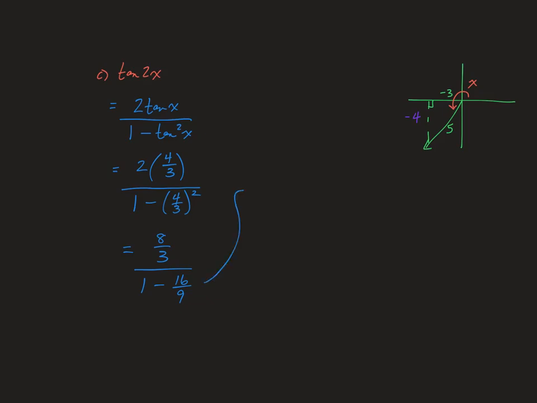Now that we have that, I need to simplify my denominator, which means let's get a common denominator. My 1 will be 9/9, so when I subtract them, I'm going to get negative 7/9. Now I'm dividing fractions, so I'm going to flip and multiply. So when I multiply by the reciprocal, I'm going to notice that my 3 will divide out as a common factor. And so I'm going to get an answer of 24/7, and I need to make sure it's negative. There we go.